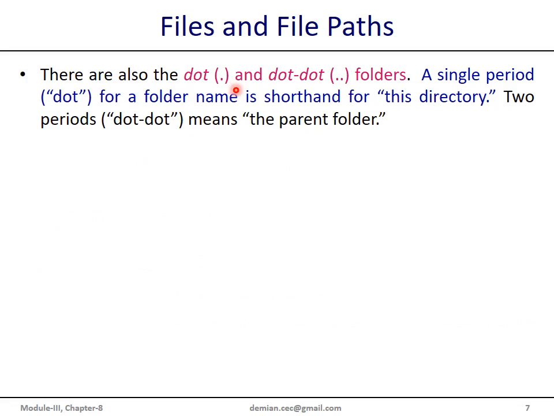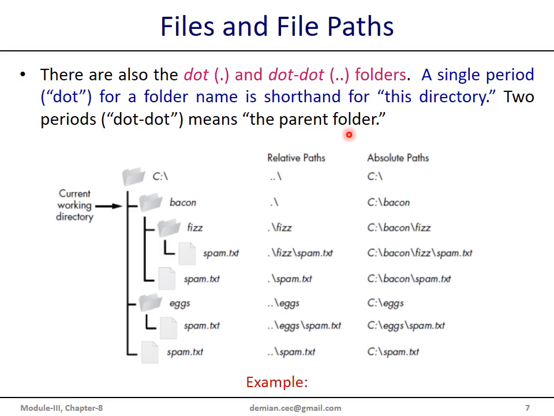There are dot and double dot folders. These refer to this directory. If you use a dot, it is a shorthand for this directory, and two dots mean the parent folder. Let us take up the example.